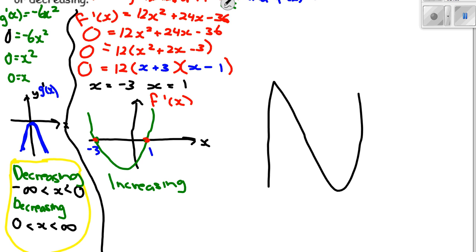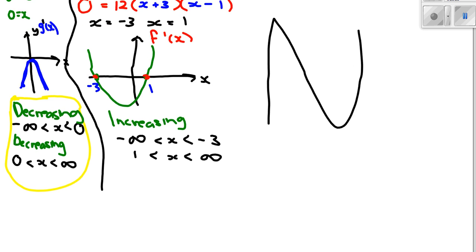So it's increasing from negative infinity through to -3, and also from 1 to positive infinity. And we also need to state where it is decreasing. This function is increasing here and here. It's decreasing from here to here. Notice if it's decreasing, it's got a negative gradient, which means it's down below the x-axis.